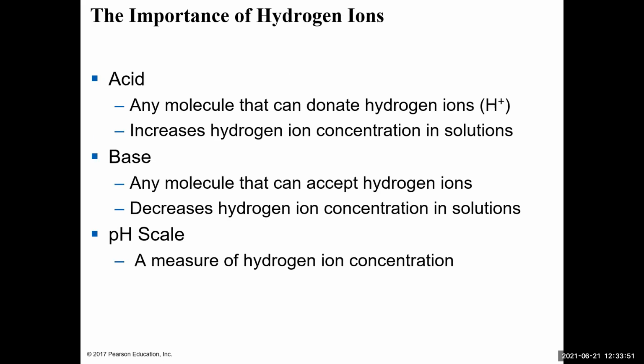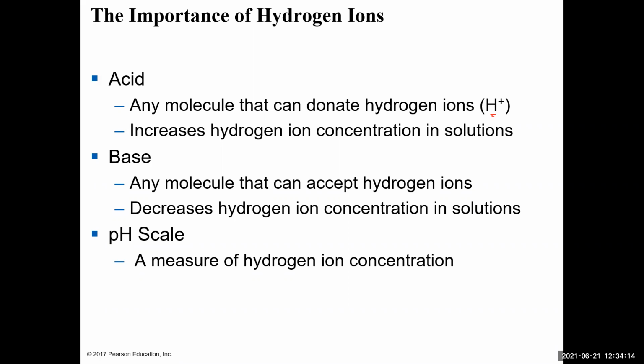Now, water can have a concentration of hydrogen ions. And the amount of hydrogen ions that is found in the water determines its pH. And so it determines whether or not the water is acidic or whether or not it's basic or alkaline.